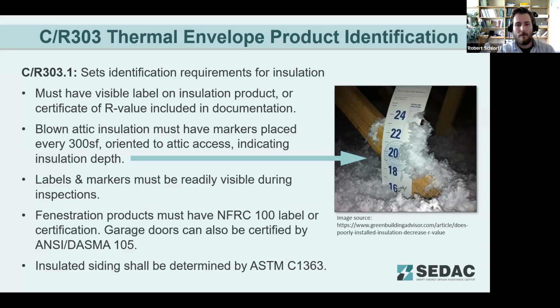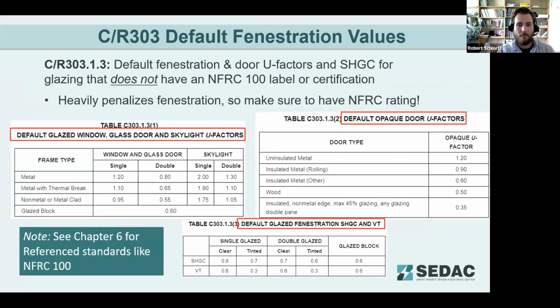Labels and markers must be readily visible during inspections. Fenestration products must have an NFRC 100 label or certification. Garage doors can also be certified by ANSI DASMA 105. And then insulated siding shall be determined by ASTM C1363.